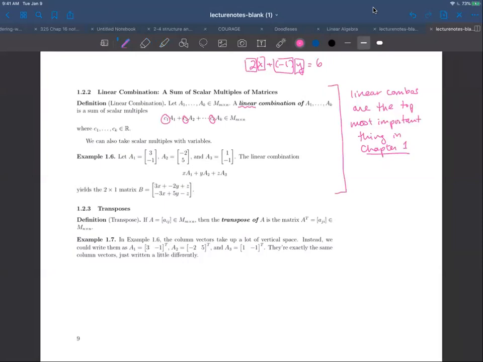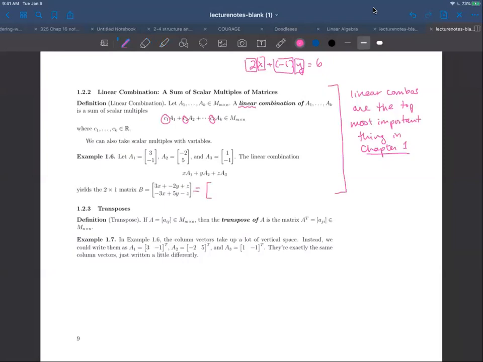And we can do this with variables too. So let's look at example 1.6. Let's say that I have the matrix A1 is a vector, it's 3, -1, and I have A2 is another vector, -2, 5, and A3 is another vector, it's the vector 1, -1. Then I could take the linear combination x times A1 plus y times A2 plus z times A3, and what I get is a 2-by-1 matrix. It's another vector, although it doesn't quite look like a vector because it's got all of these variables in it. But I get this matrix B, and let me just write it one more time.